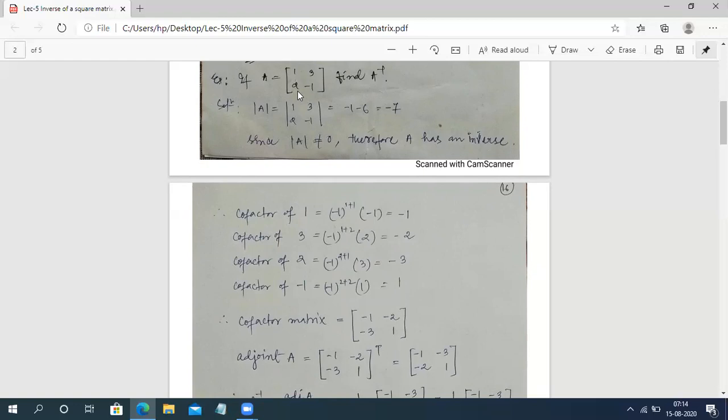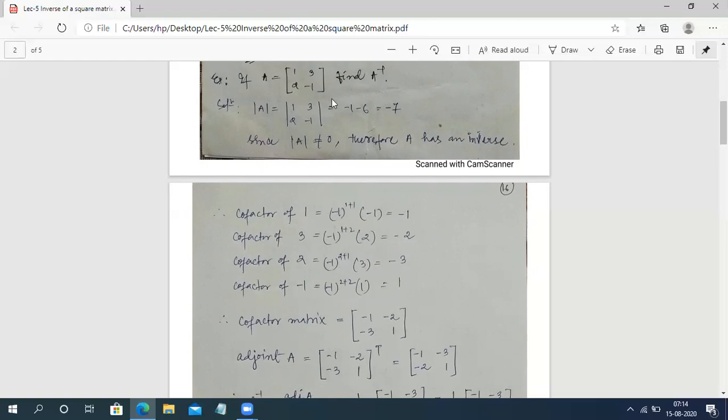Similarly, the cofactor of 2 will be (-1) to the power 2 plus 1, because its position is A21. So 2 plus 1 is odd, and the minor of 2 is 3, so it will be negative 3.